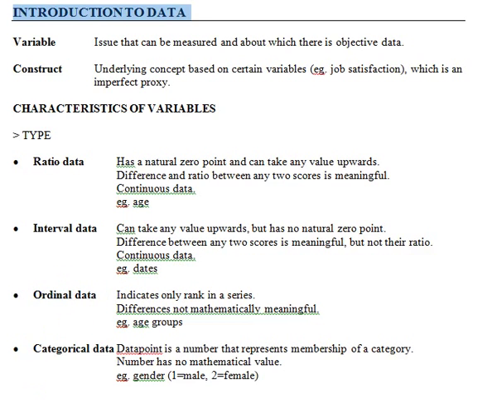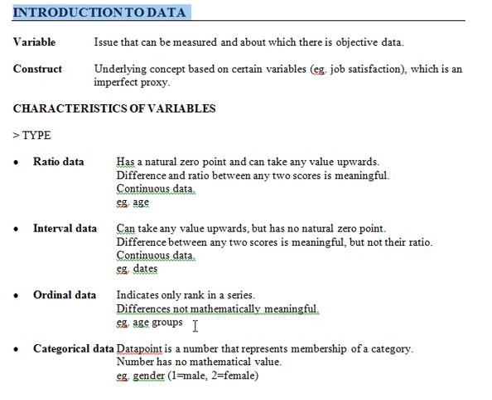Then ordinal data. Ordinal data indicates only rank in a series. So the difference is not mathematically meaningful. For example, age groups. You can have 10 to 12, 12 to 14. Those are just age groups. So subtracting them wouldn't really give us any meaningful information.